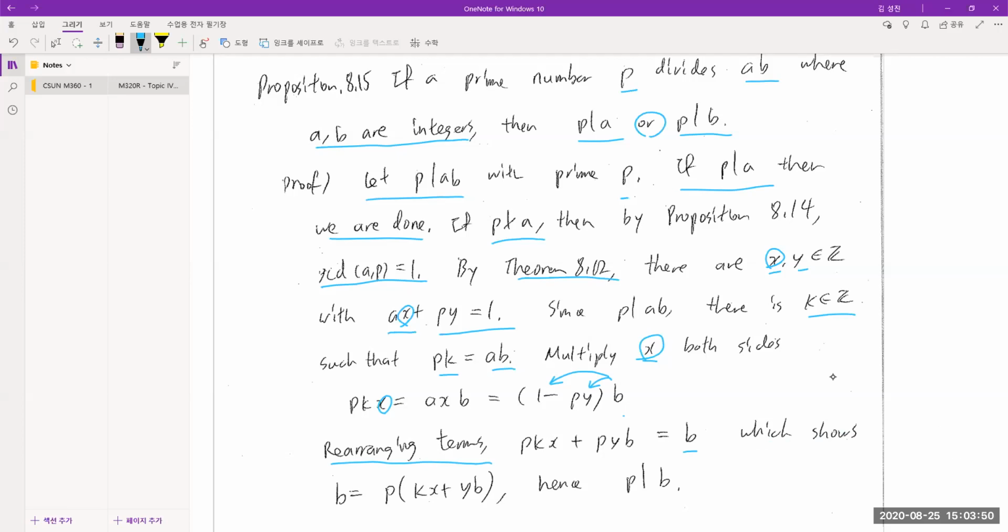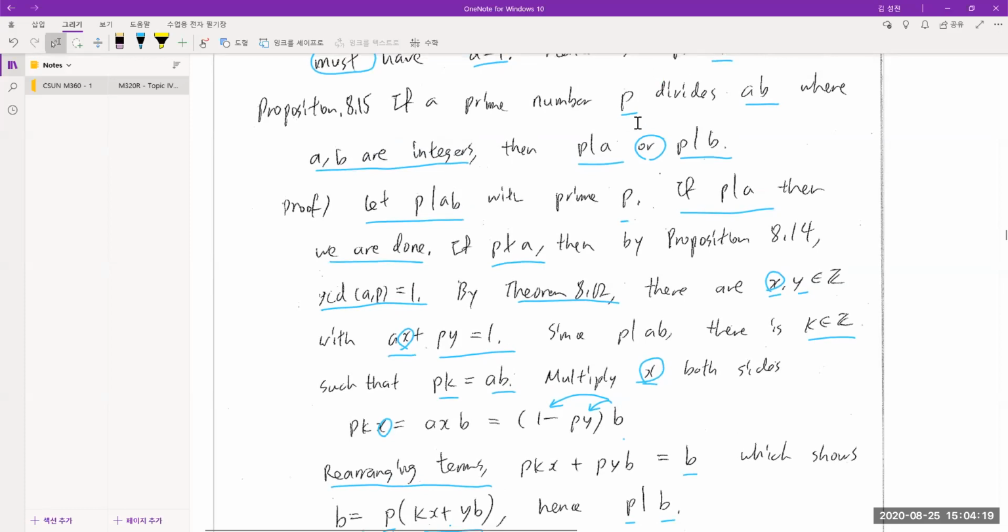So it means that the left side can be factored by P, so P times kx plus yb. So it means that the integer b equals the prime number P times an integer expression. So we obtain that P divides b. That's what we desired in the beginning. So the structure of the proof of 8.15 was by assuming P divides ab. Case 1, P divides a, we are done. Case 2, P does not divide a, we prove that P divides b, so that we are done.